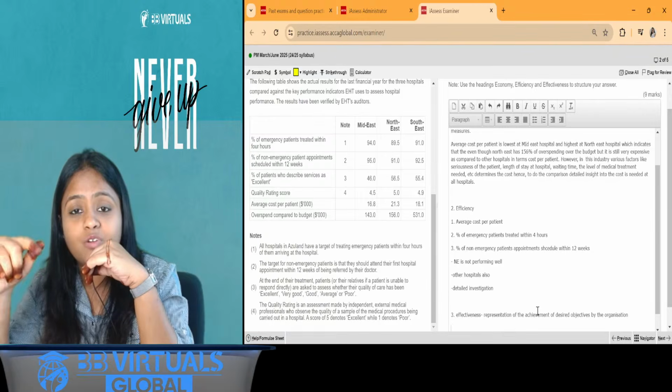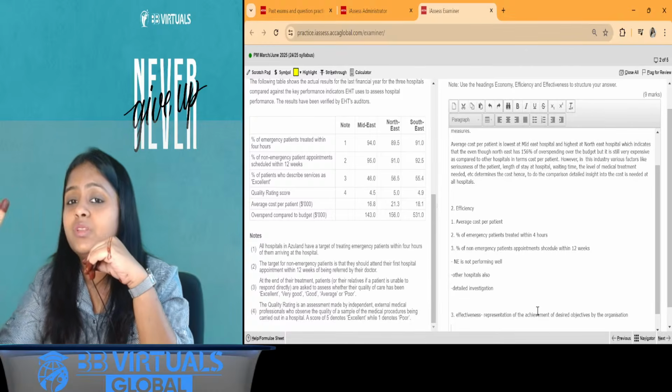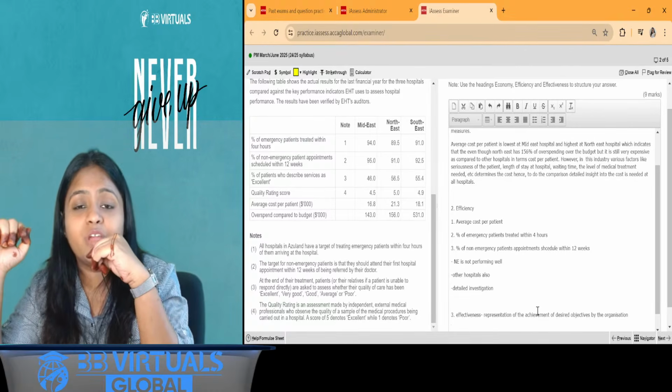One of the reasons can also be the average cost per patient, because they're spending so much, so they are achieving higher, but that is also leading to lower levels of efficiency.